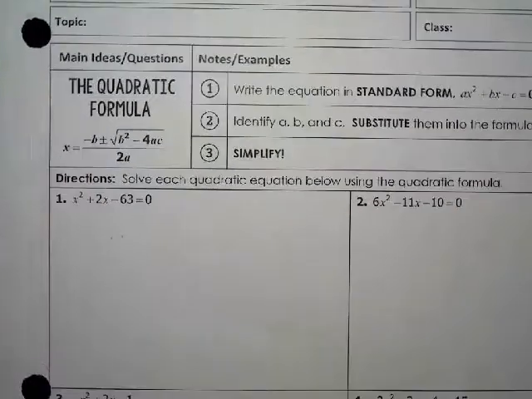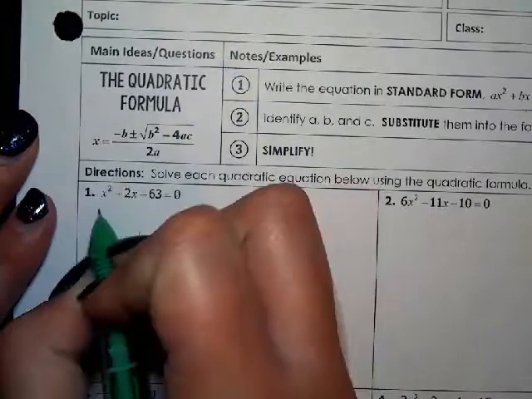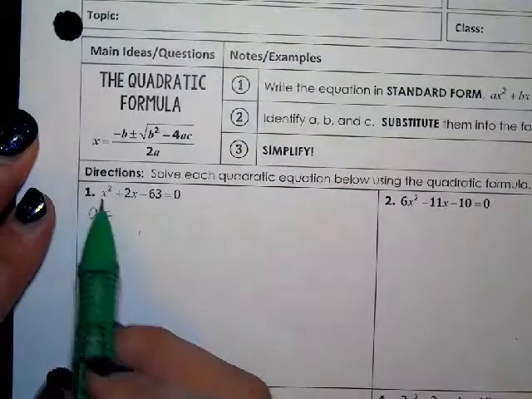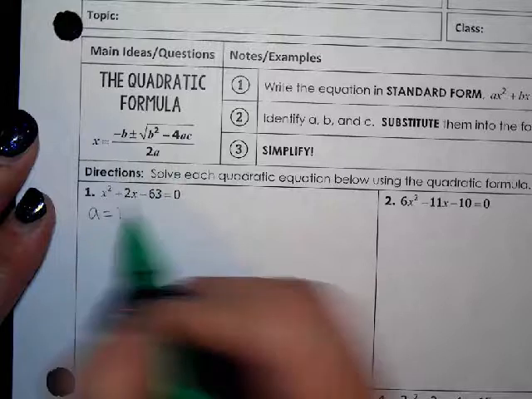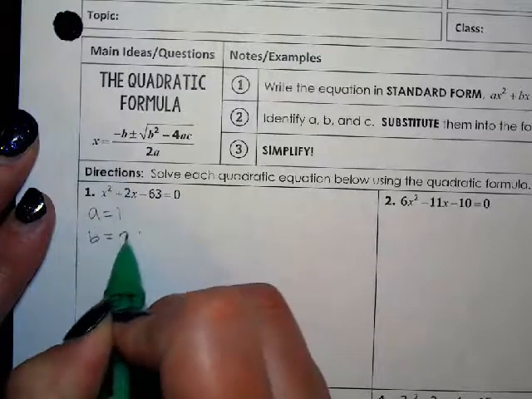So our A value is 1. Our B value is 2. Our C value is negative 63.